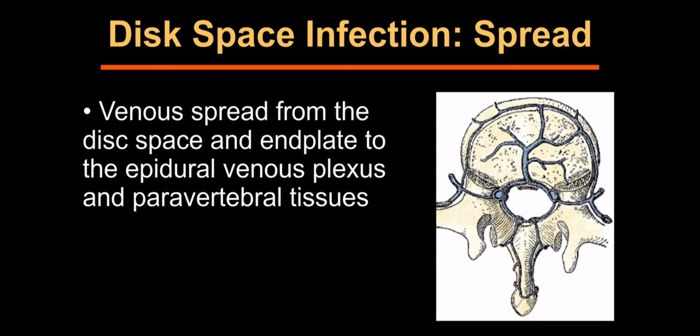Once the infection becomes established within the disc space, there is venous spread to the epidural space, sometimes giving you an epidural phlegmon, sometimes giving you an abscess, and I'll show you how to differentiate those, and also to the paravertebral soft tissues.